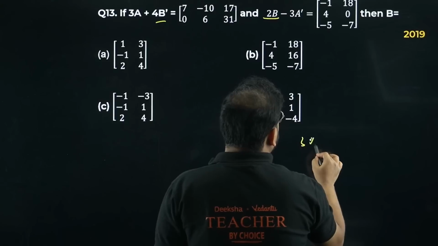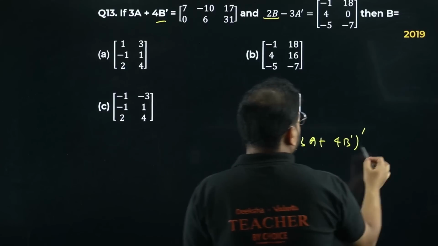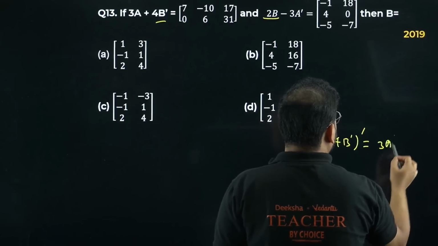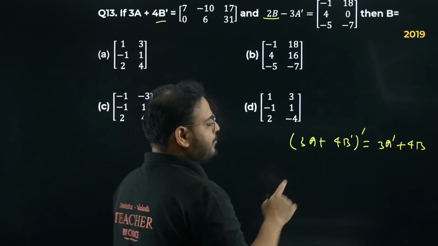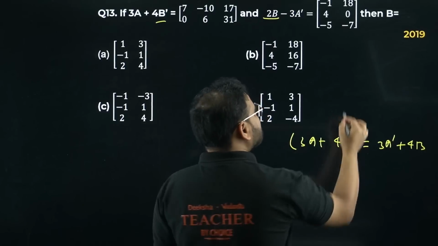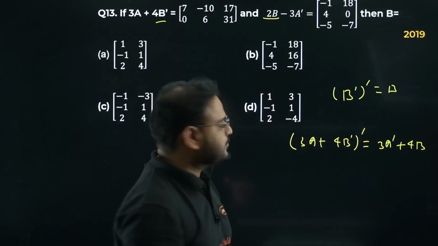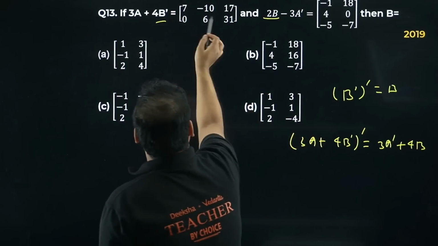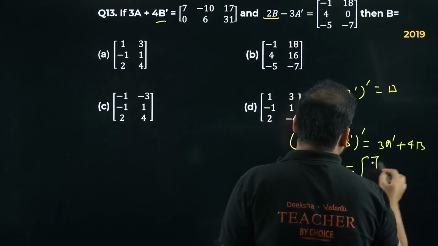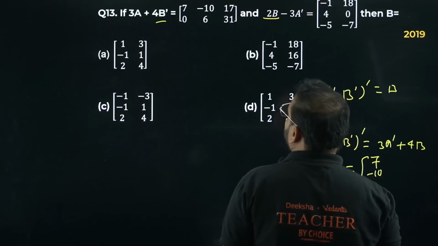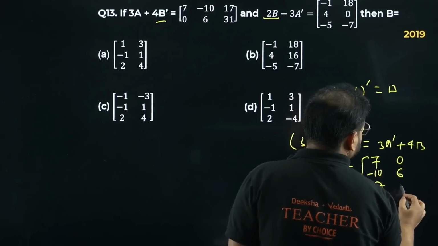So I'm going to write this as (3A plus 4B dash) transpose. I'm going to get 3A transpose plus 4B, because the transpose of B transpose will be nothing but the matrix B itself. We know this, right? Now we are taking transpose on this side, so I have to take transpose on the other side also. It will become equal to 7, minus 10 and 17, and 0, 6 and 31.